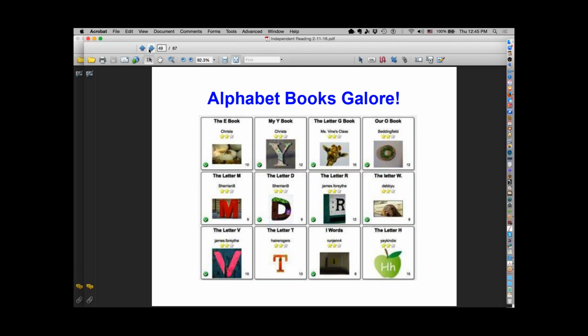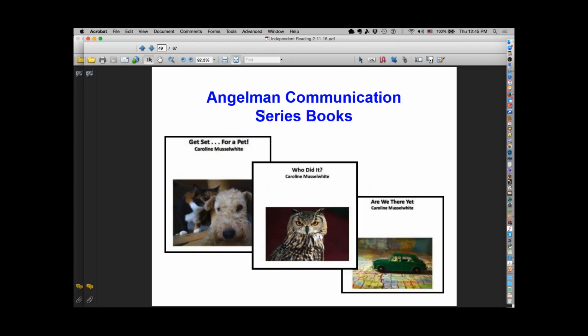So really fun stuff. Don't forget that we have done some transitional books to support different core words in our Angelman communication series. So go back and look. I did Get Set for a Pet when we did the core set that had get. When we did Who Did It, we were working on the word who. I wrote the book Who Did It, and it also has the words who and it and you. So it has lots of words we practice.